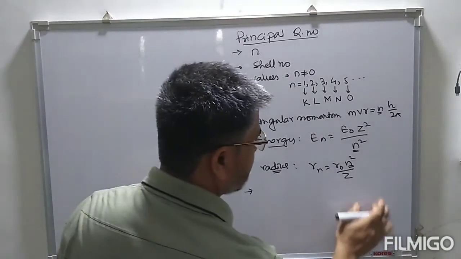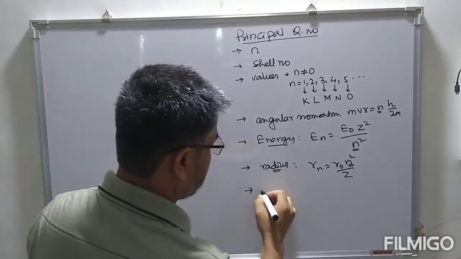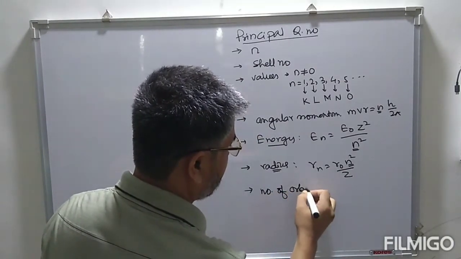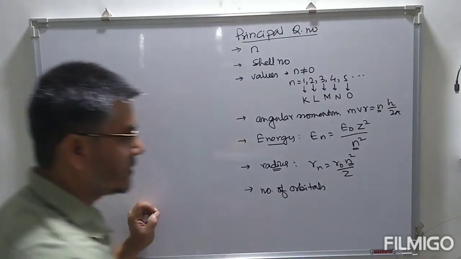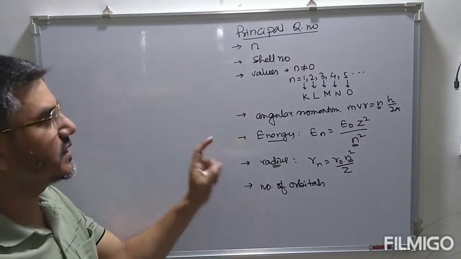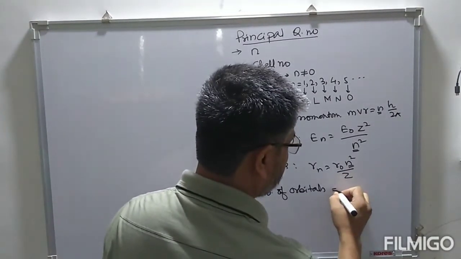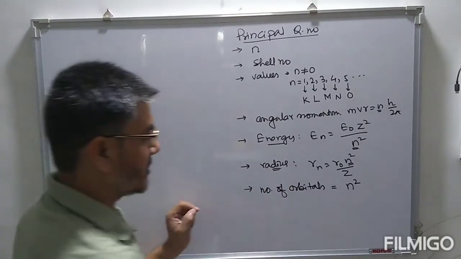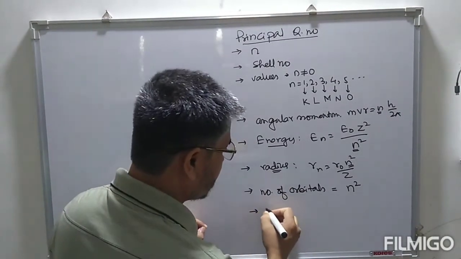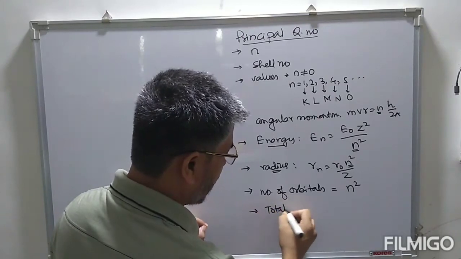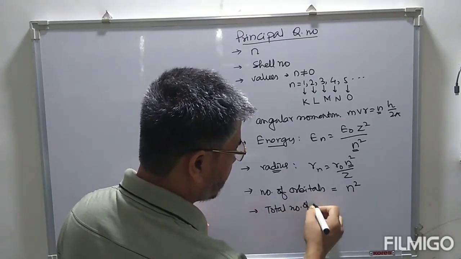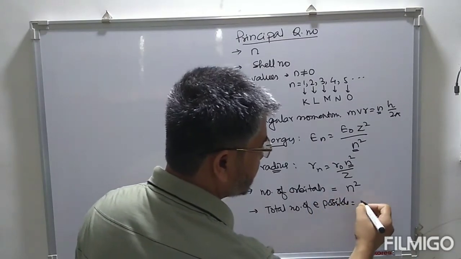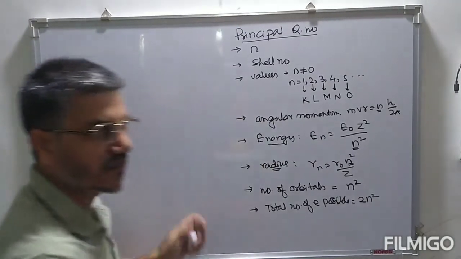Now this value of n also defines the total number of orbitals possible in any given shell. This is given as n square. So n square represents the orbitals. This also gives you the total number of electrons possible in any given shell, that is 2n square.